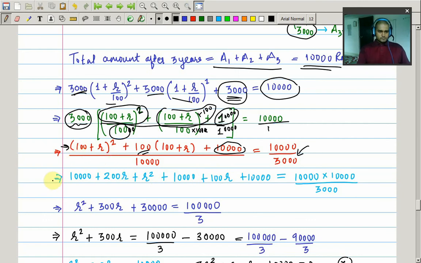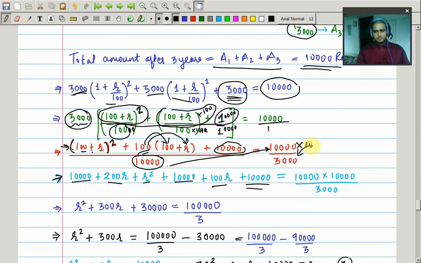Now in this step, I am expanding this bracket, A plus B whole square. So 100 square is 10,000, 2AB, and this is B square. I'm multiplying this 100 into the bracket, so I get 10,000 and 100R, and this is 10,000. And what happened to this 10,000 in the denominator? I have multiplied it in the numerator, so it is here.